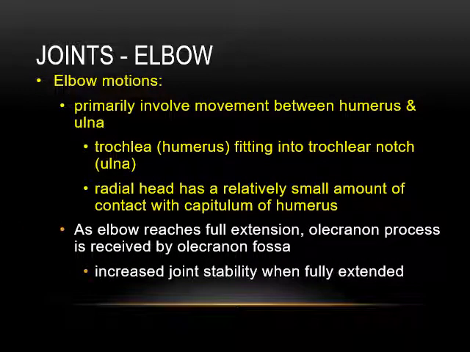As the elbow reaches full extension, just as I talked about, the olecranon process is going to be received by the olecranon fossa. That's going to increase joint stability when it's fully extended, and it's going to create that hard end feel that you get whenever you do elbow extension. It's a hard end feel because you're getting bone-to-bone contact when the elbow is fully extended.